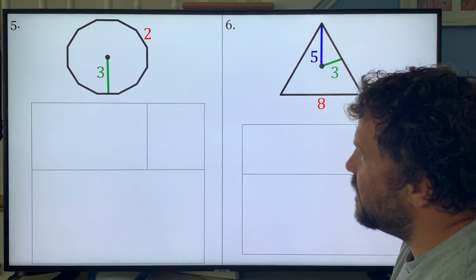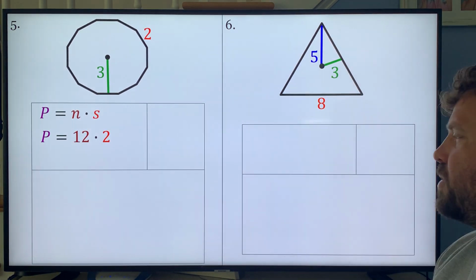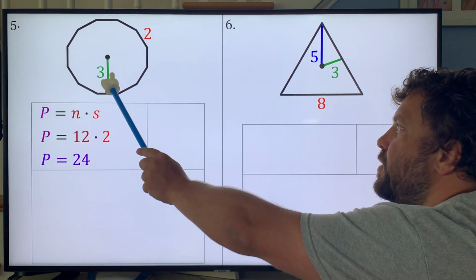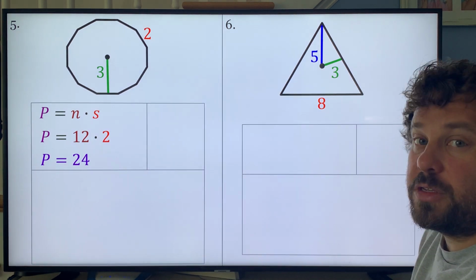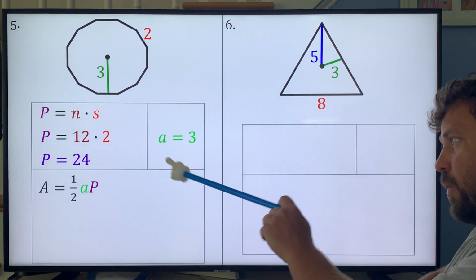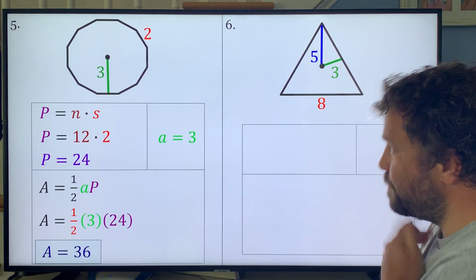That's your apothem, that's your sideline. The number of sides you have here is 12. I'm starting you off easy, and I'm going to get more difficult, so don't worry if you think this is too simple. 12 times 2 is 24. The perimeter of this 12-sided figure, or dodecagon, is 24. Your apothem is 3. 1/2 of 3 times 24 equals 36.